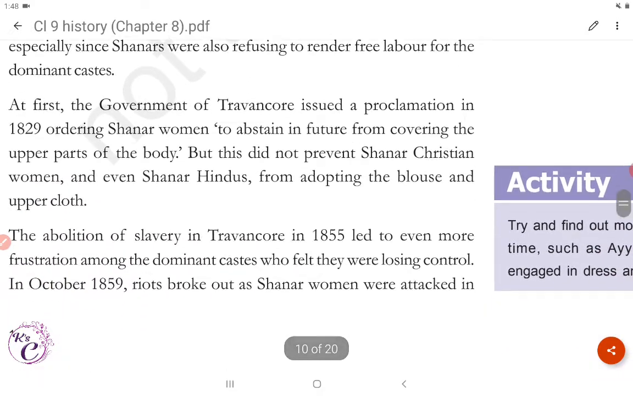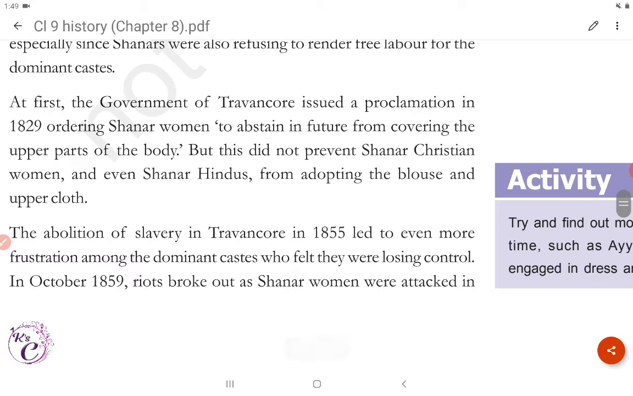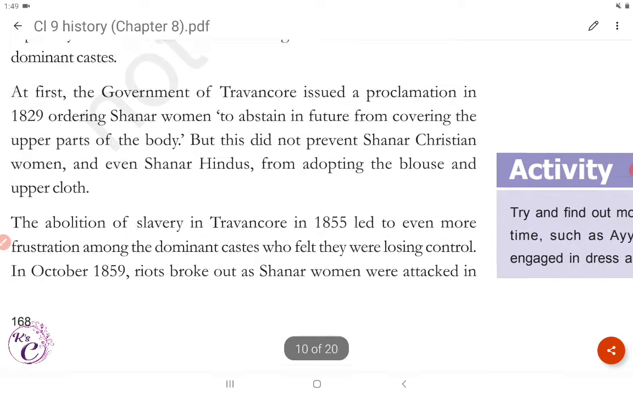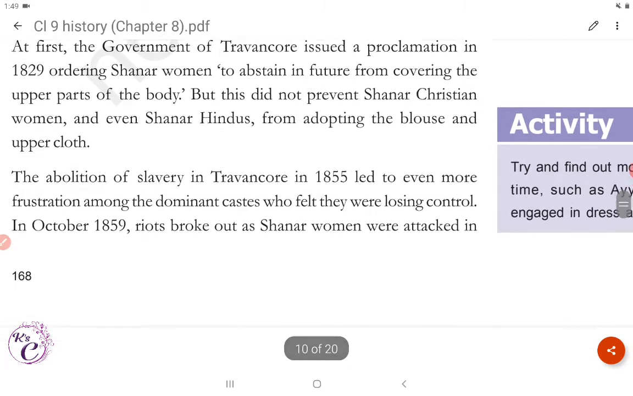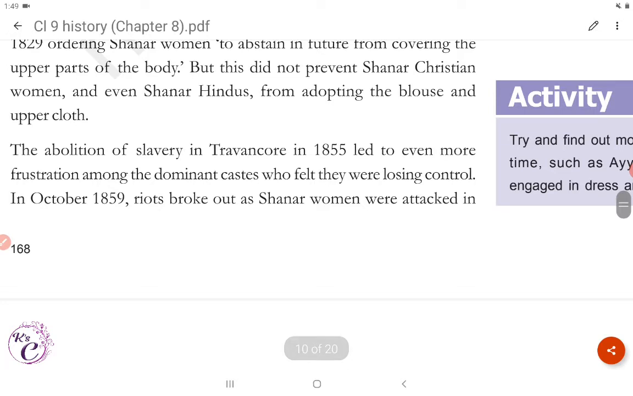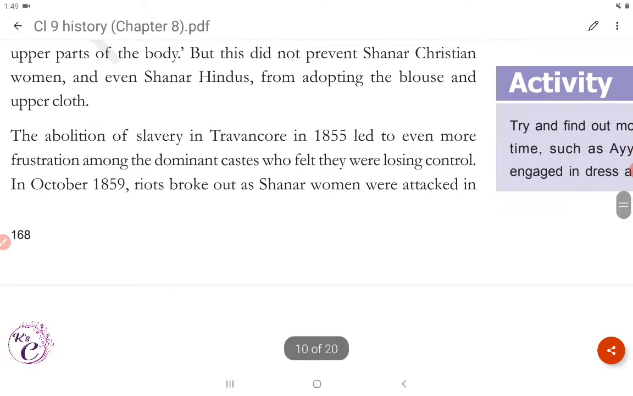At first, the government of Travancore issued a proclamation in 1829 ordering Shanar women to abstain in future from covering the upper parts of the body, but this did not prevent Shanar Christian women and even Shanar Hindus from adopting the blouse and upper cloth. The abolition of slavery in Travancore in 1855.